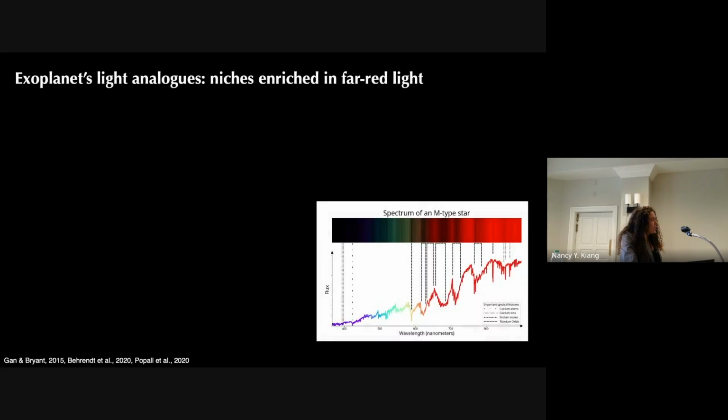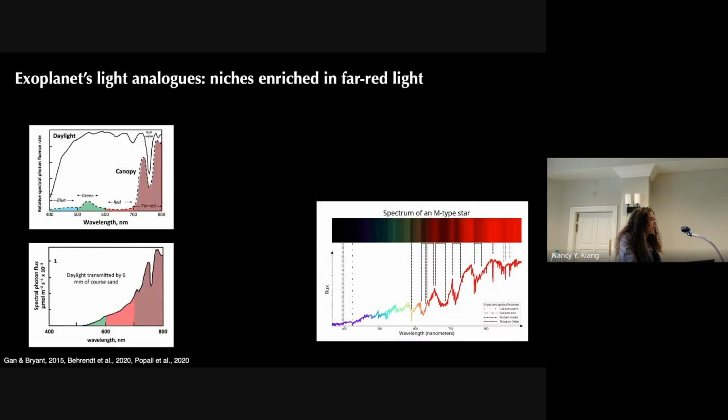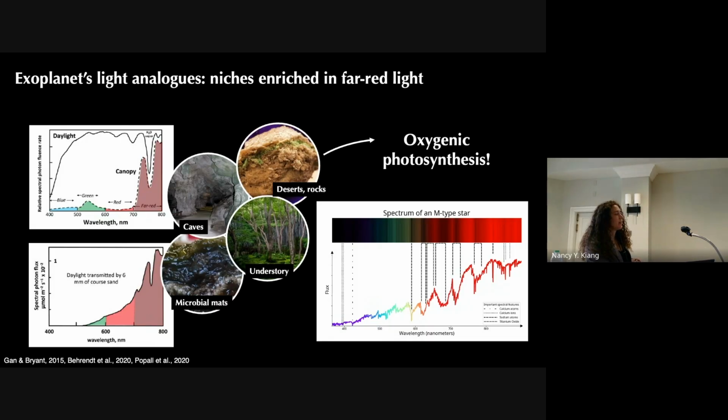But if you look at the spectrum of an M-type star, you can find niches on Earth that receive a kind of irradiation that is similar to this one. And in these niches, we often find organisms that perform oxygen photosynthesis. So somehow they are coping with this irradiation pattern. And this opens to the possibility that this metabolism can function also around M-type stars.